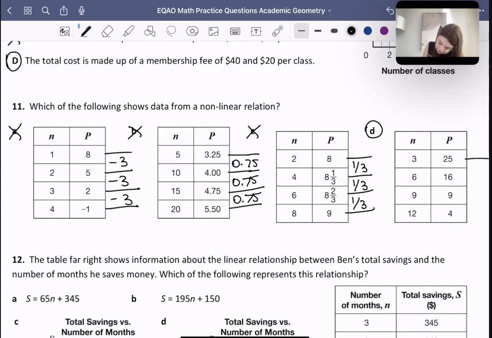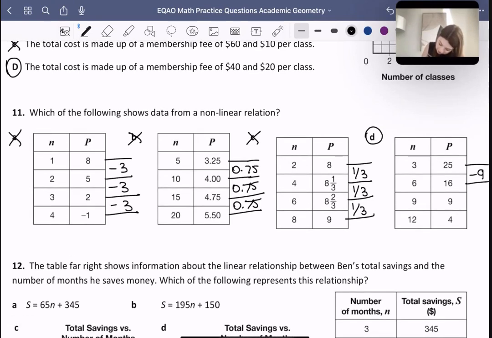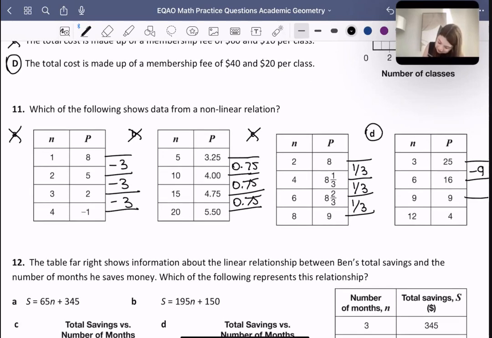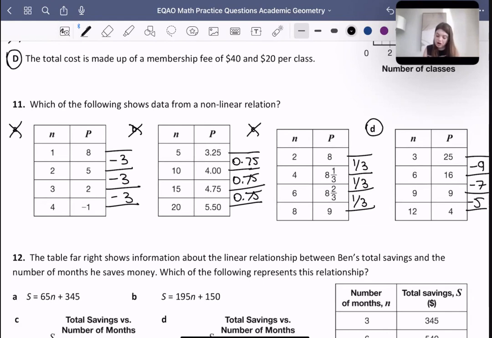Well, let's see. What's 16 minus 25? That's negative 9, right? And then 9 minus 16. Let's see. That's negative 7. And then we have 4 minus 9, which is negative 5. So these three are not the same. So this is a nonlinear relationship. Actually it looks kind of like a quadratic relationship, but we don't have to know that yet. We just have to know that since the first differences are not the same, therefore it is nonlinear, and it's the answer to this question. Very good.